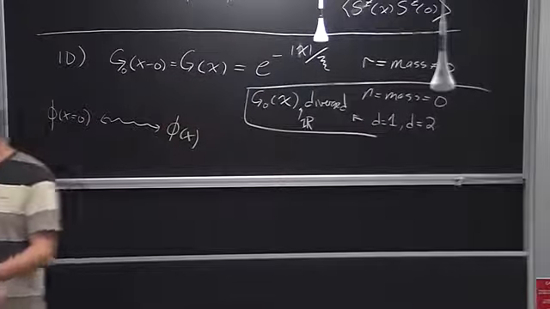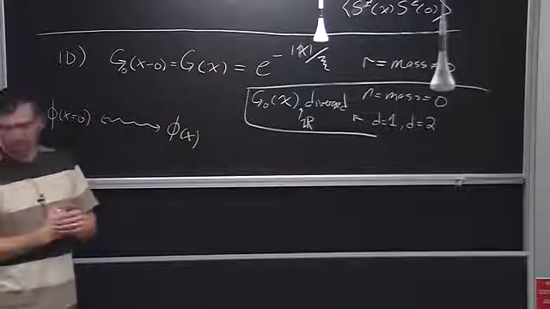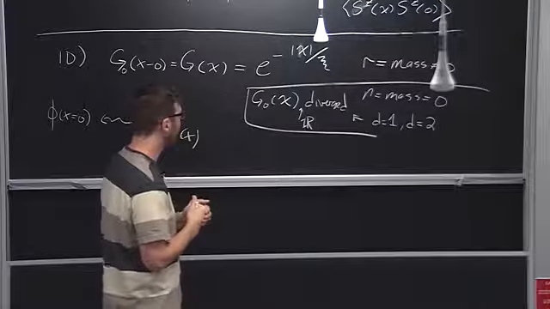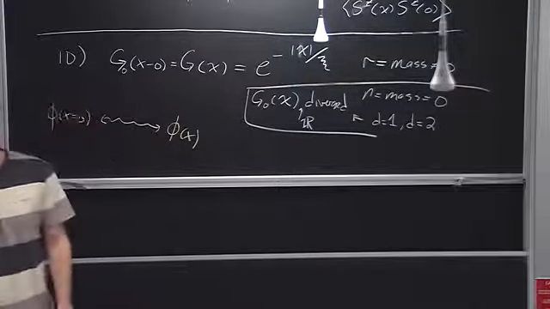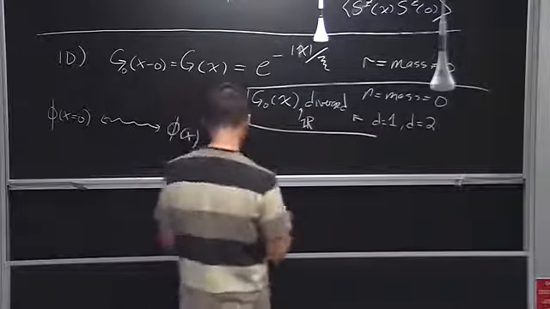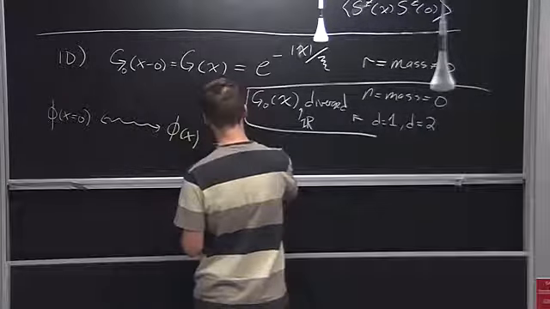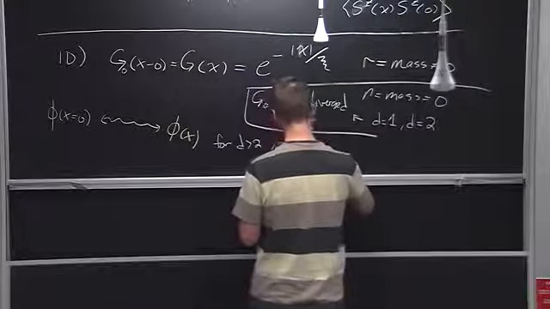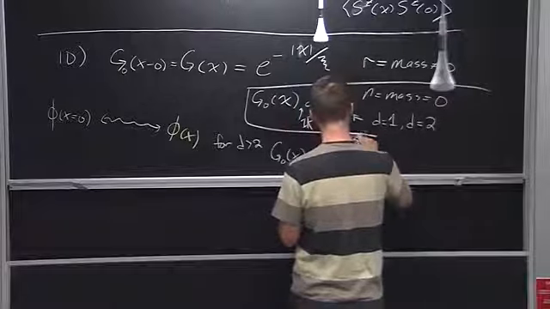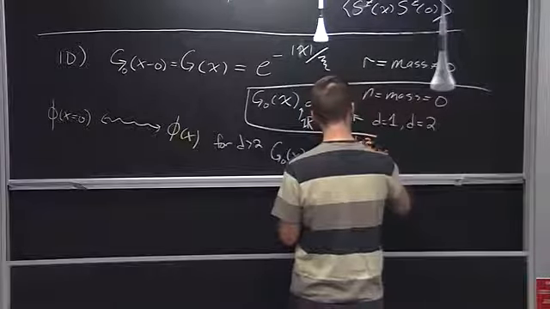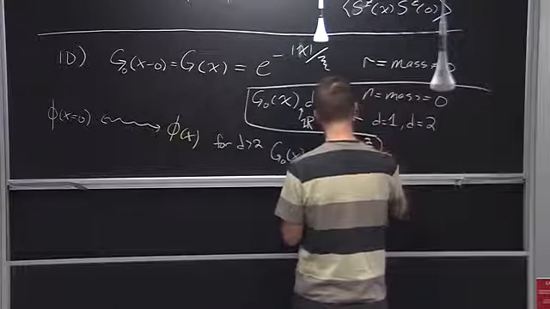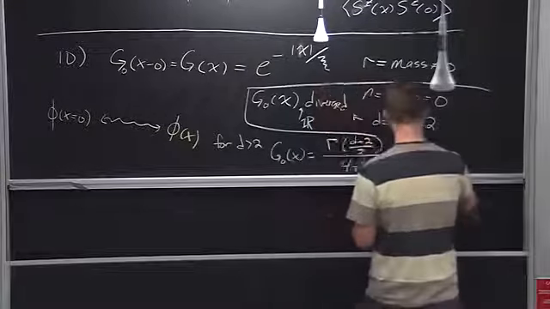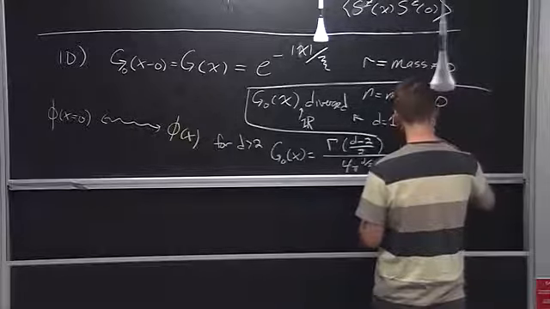But if you're in a higher dimension, you can actually have a massless theory that doesn't have this divergence. And the structure of that correlation function then makes some sort of sense. So I'll just write it down here, just a gamma function, which pops out sometimes in these things. So just some constant, basically, depending on your dimension, and then x to the 2 minus d.